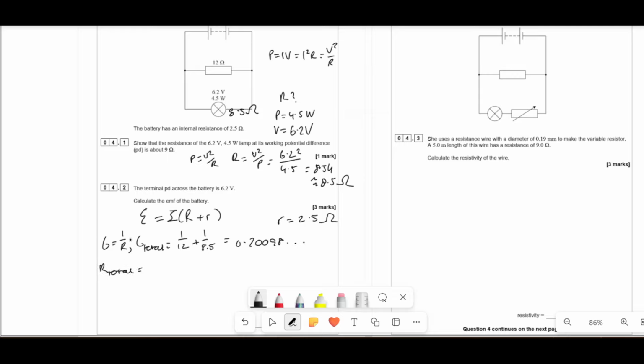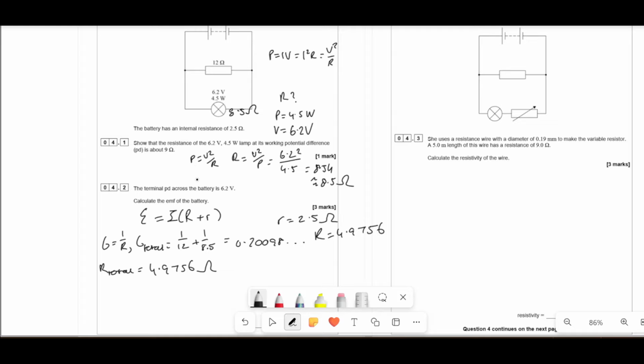Then, in order to find the total resistance, you can just invert that, because G is 1 over R, so 1 over G is R. So you do 1 over your answer, and you should get 4.9756 ohms. You can't just flip these together, because that's saying 12 plus 8.5, which is 20.5, which is not right. So the total resistance now, the big resistance, is 4.9756. So R equals 4.9756. Now we've got the resistance.